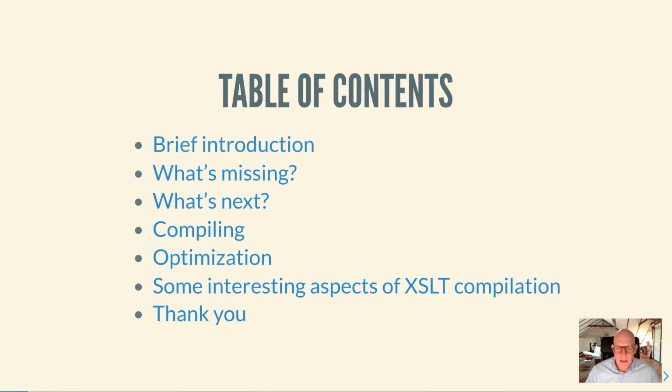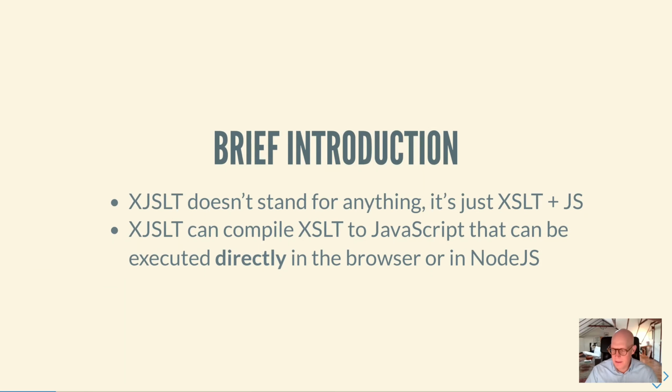Here's an outline of what I'm going to be talking about today. I'll give you a brief introduction, let you know what is missing and what is next, explain what it means to compile XSLT to JavaScript, give you a little insight into some of the optimization that I've done and some of the future optimization I hope to do, and then an interesting little trick that XSLT compilation allows, which I've noticed, and that's it. And then Q&A.